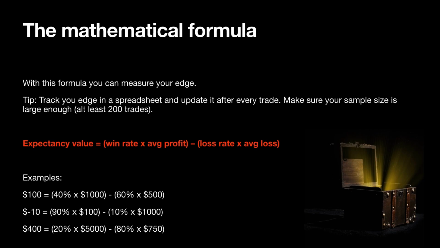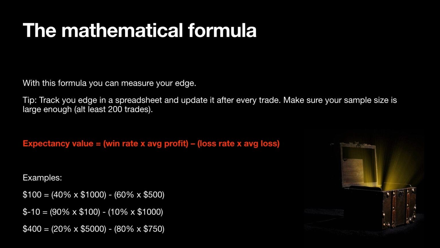All right. Another important thing you must have in your mind and also in your spreadsheets is the expectancy value, because the expectancy value measures your edge. You can measure your edge mathematically, and this is very simple. You can see that here in red. Expectancy value equals win rate multiplied by average profit minus loss rate multiplied by average loss. This is the expectancy value.